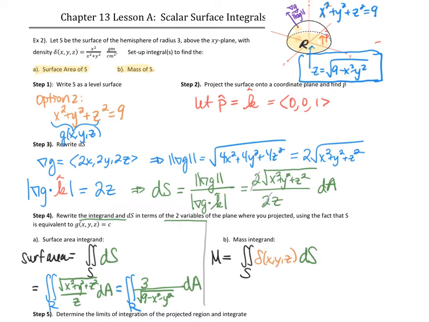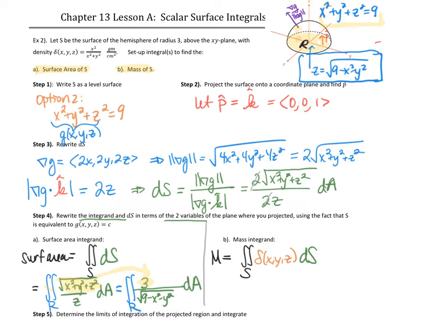And just to back up, most people say, wait a minute, where'd you get this 3? How did this become 3? But remember, on the surface, which is where I want to restrict my integration, x squared plus y squared plus z squared is equal to 9, which means the square root of it will be 3 on the surface. And that's where I'm integrating over.